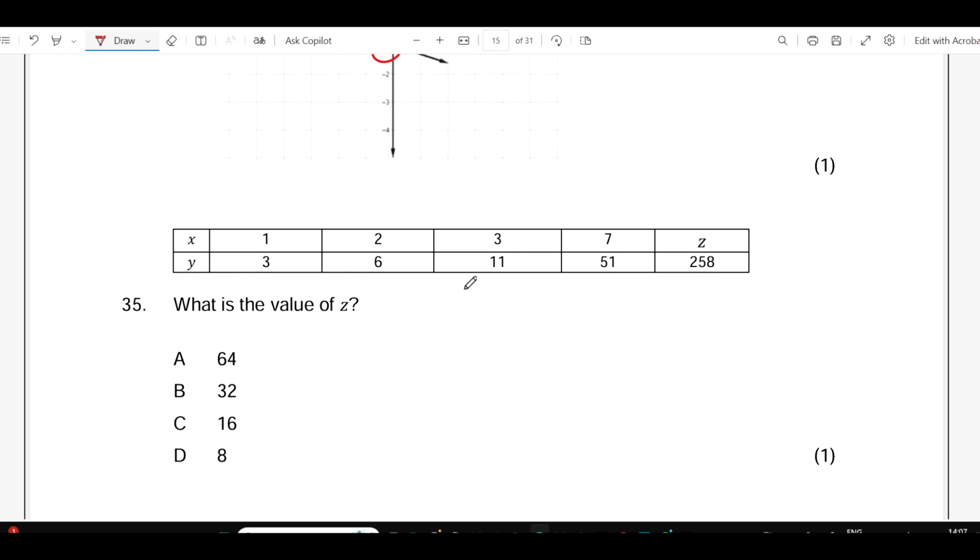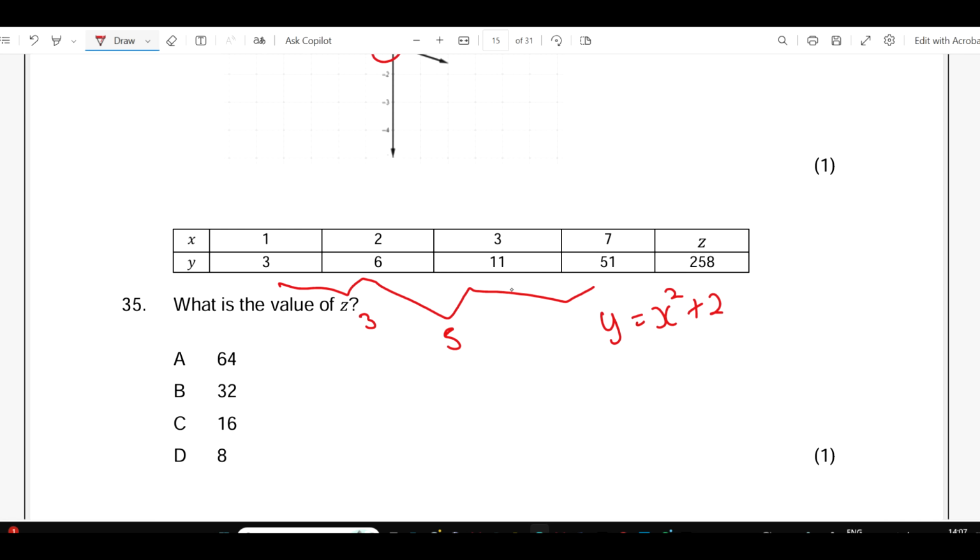What is the value of z? Number 35, we already know the rule. Let's check, 6, and this one is going to give me 3. Okay, already I know that my rule is what? It is x squared plus 2. Already I know that my rule is x squared plus 2.